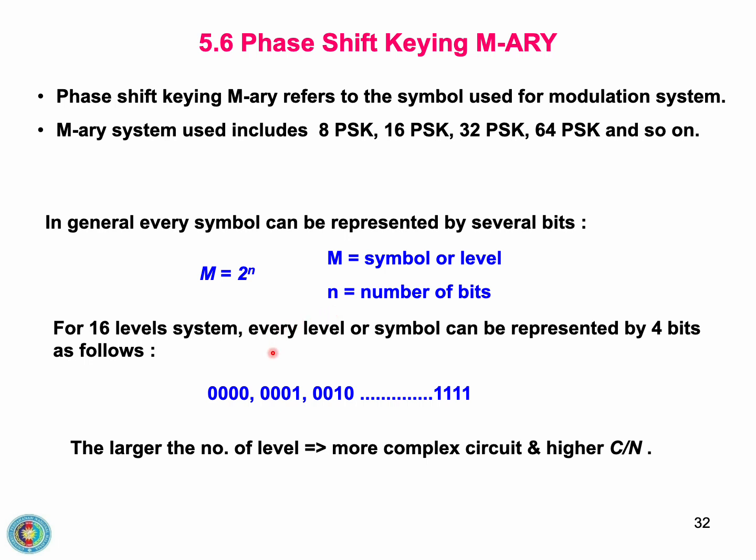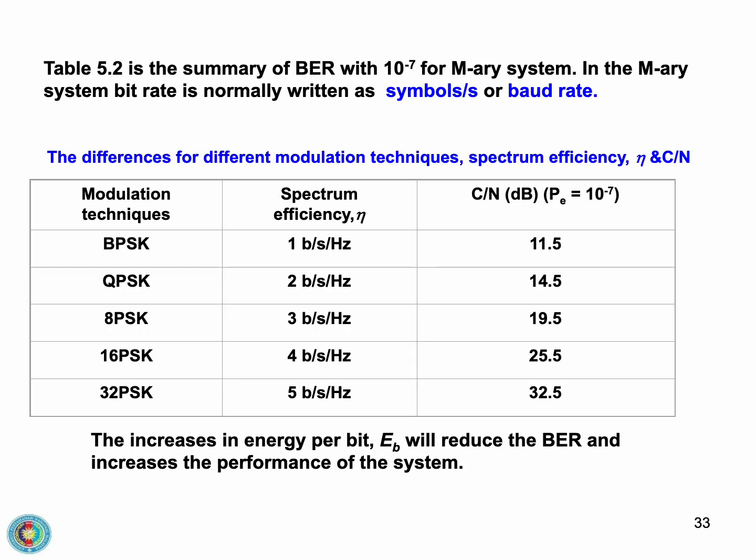The trade-off is important. While increasing the number of levels allows for more data per symbol and higher spectral efficiency, it also results in more complex circuit designs and requires a higher C/N ratio for reliable communication. Table 5.2 provides a useful summary of the BER performance, spectral efficiency, and C/N requirements for various M-ary PSK systems, all targeting a BER of 10 to the power of -7.